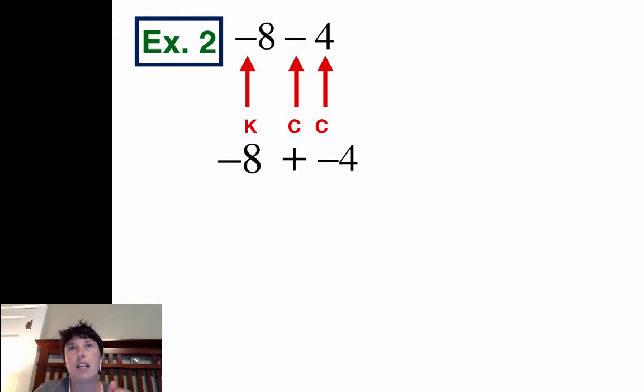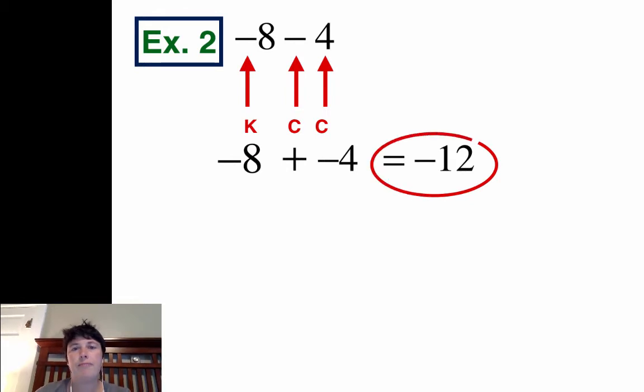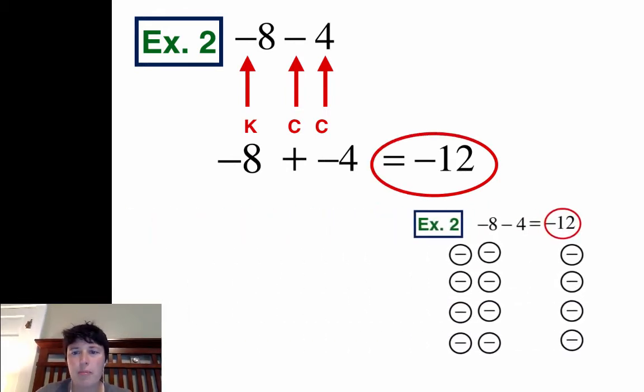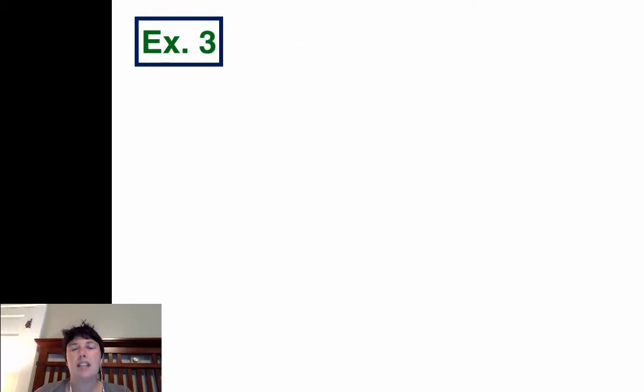Negative 8 plus negative 4 is 8 plus 4, that's 12, so I'm going to keep it negative 12, and there's my answer. Which, remember when we did our picture, is exactly what we got, negative 12. So I like the pictures, but I like the KCC when I want a quick answer. So let's try a brand new example, new problem, and let's go straight to KCC on this one.